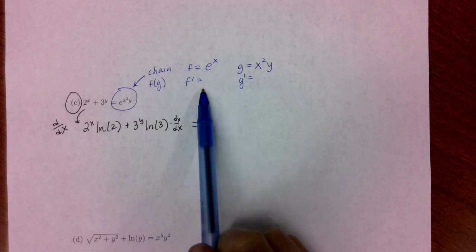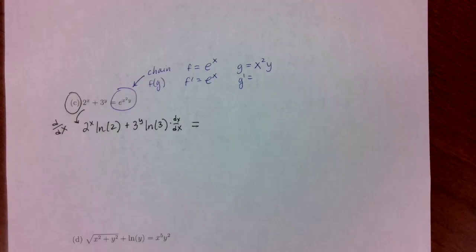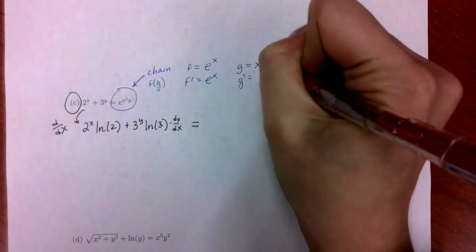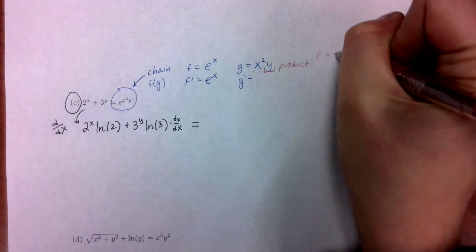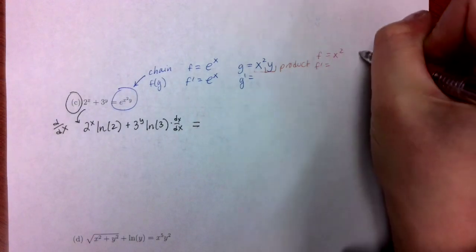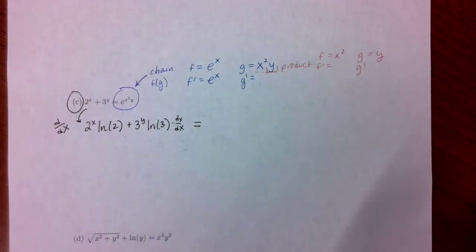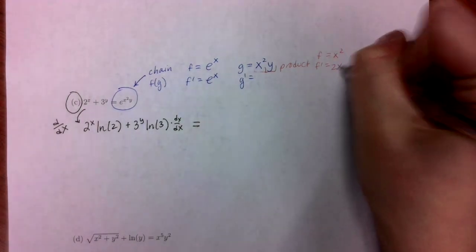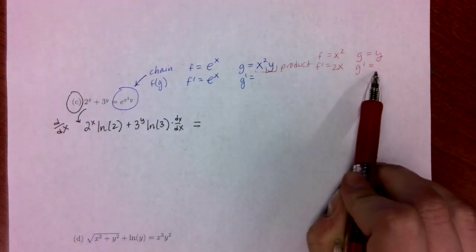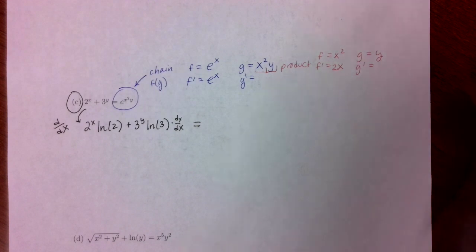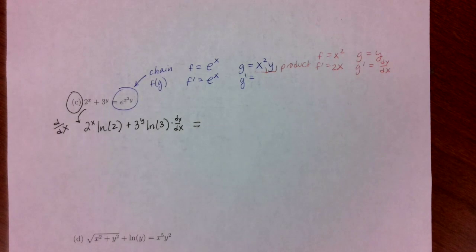E to the x's derivative, we know, is itself. And then when we go to do the derivative of x squared y, it's a product rule. One piece is x squared, and the other piece is the y. All right, so x squared's derivative is a normal 2x. When I go to do y's derivative, I would say 1, but since x is the input variable, I'll say 1 dy dx, or rather just a plain dy dx.